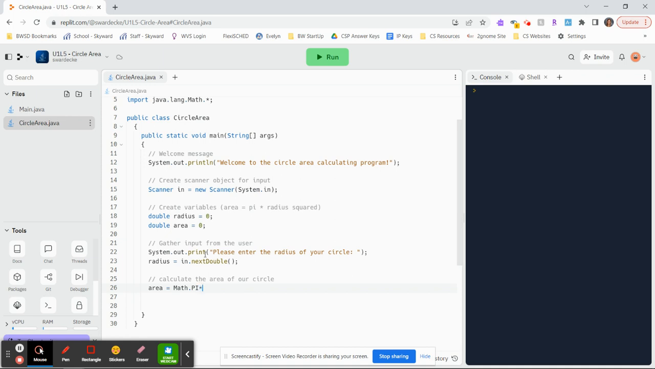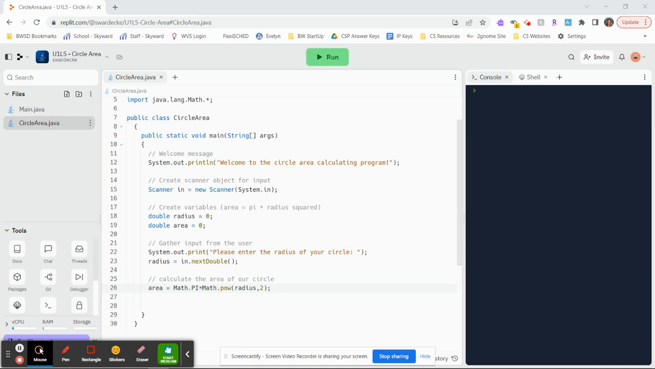Then we're going to multiply that because it's pi times radius squared. And then we're going to use the power function because that's how we get something squared. So again, I'm going to have capital Math dot pow. And because I want my radius raised to the second power, I'm going to do radius comma 2. What that's going to do is take my radius value and square it. And then we're going to multiply it by the pi value.